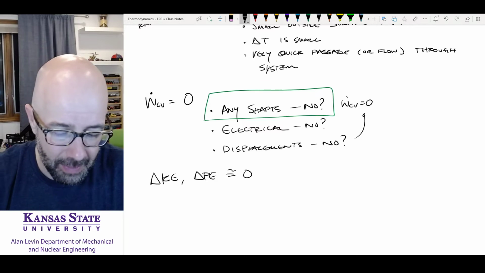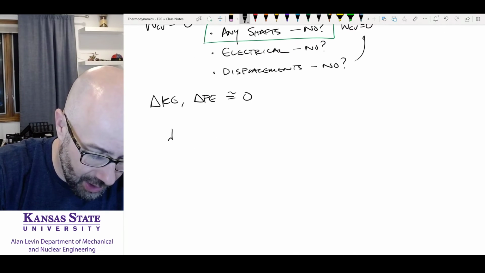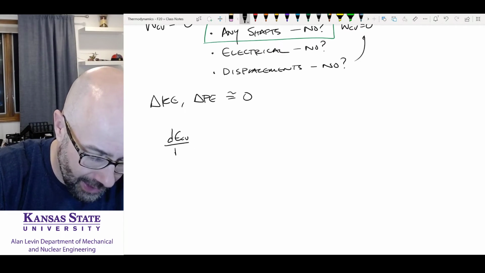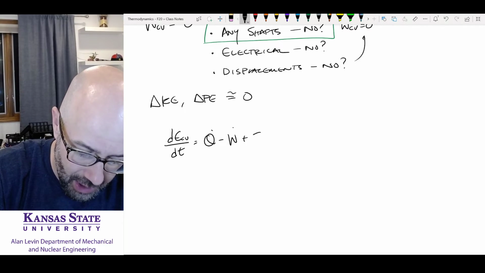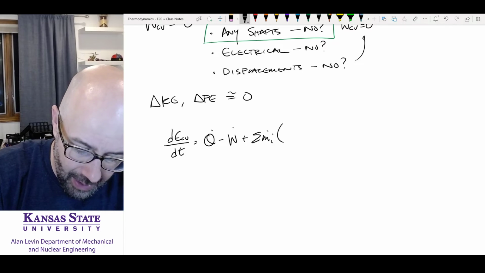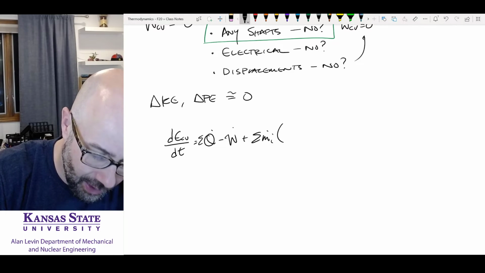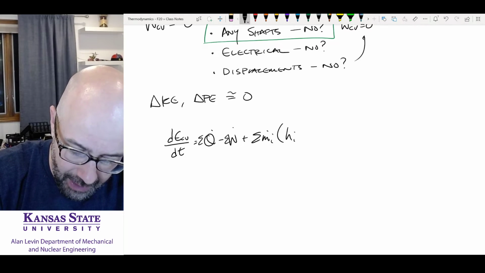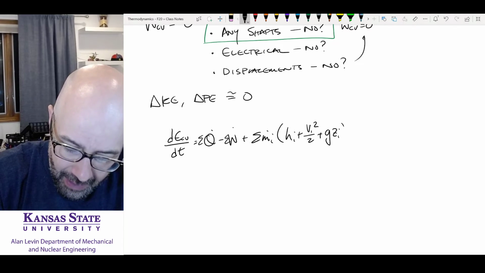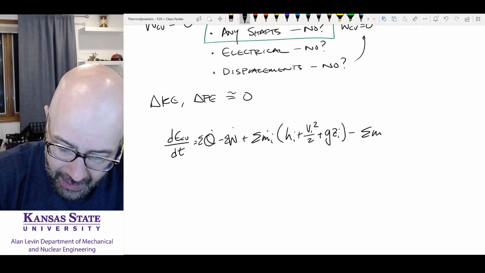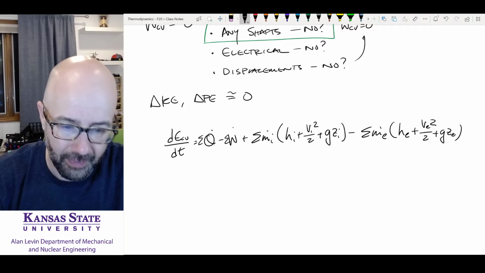But it all comes back to this equation: the change in energy of our control volume with respect to time is equal to Q dot minus W dot plus the summation of my mass flow rates in, and I should place summation here to be quite honest, times h_in plus V_in squared over 2 plus g z_in, minus the summation of my mass flow rates exiting times my enthalpy exiting plus my kinetic energy exiting plus my potential energy exiting.